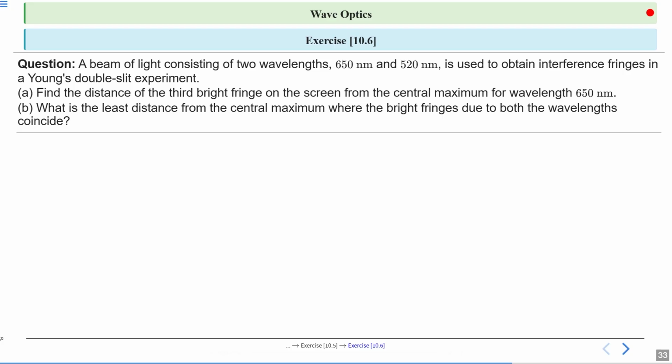And the second part, which is very important from the competitive exams point of view, is that you have to find the position from the central maximum where the bright fringes due to both wavelengths coincide, at the least distance.